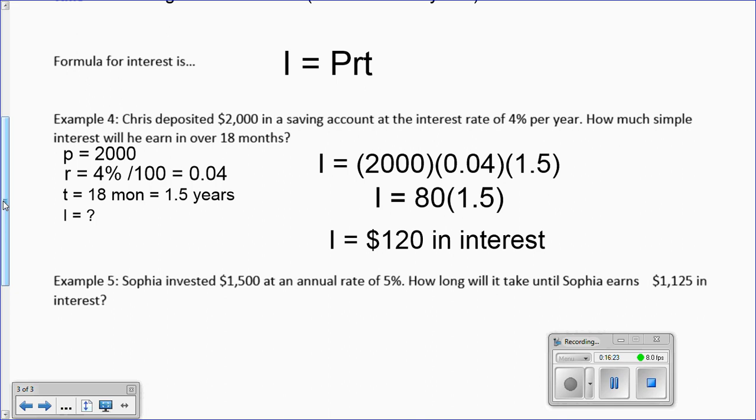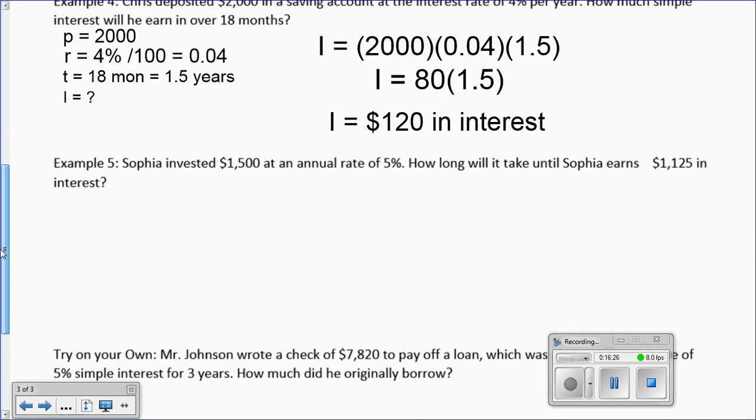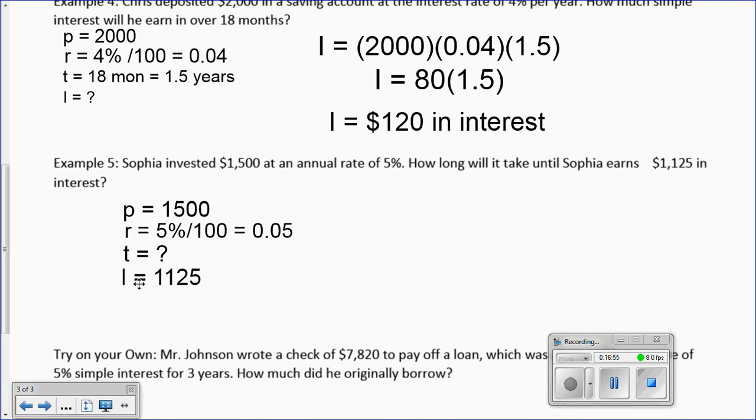All right, let's look at Sophia. She invested $1,500 at an annual rate of 5%. How long will it take Sophia until she earns $1,125 in interest? Okay, let's go through. The principal amount was $1,500. The rate that she's earning is 5%. We divide it by 100, so 0.05. We don't know how long she's leaving it in there, so we don't know the time. But we know what we want her interest to be, 1,125.